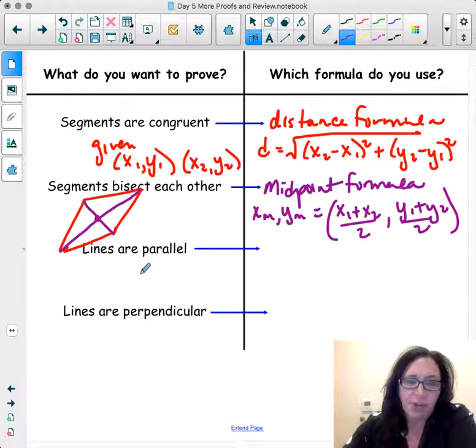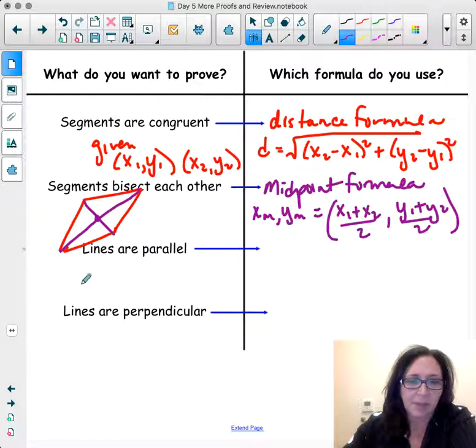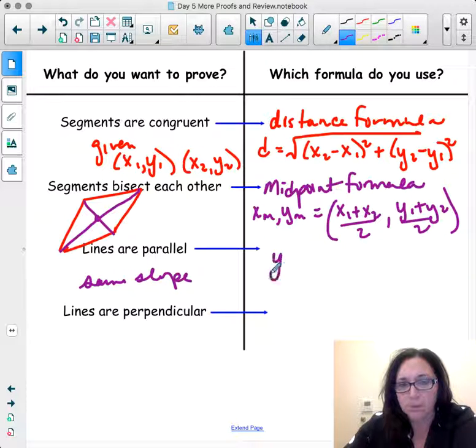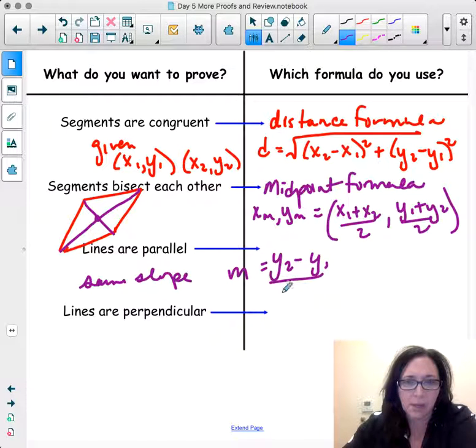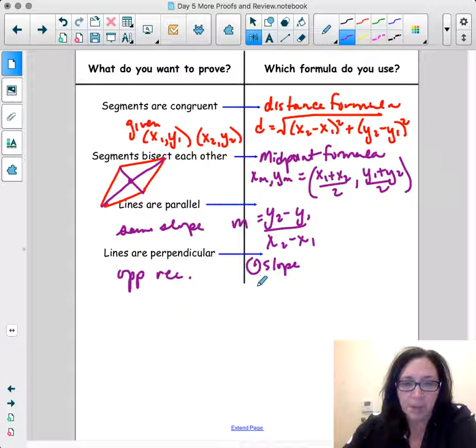To figure out if lines are parallel, well, parallel lines have the same slope. So in order to find the slope, you subtract your y's: slope equals y2 minus y1 over x2 minus x1. And if you're trying to show that two lines are perpendicular, then they're going to have opposite reciprocal slopes. So first find the slope, and second, figure out if they're opposite reciprocals.